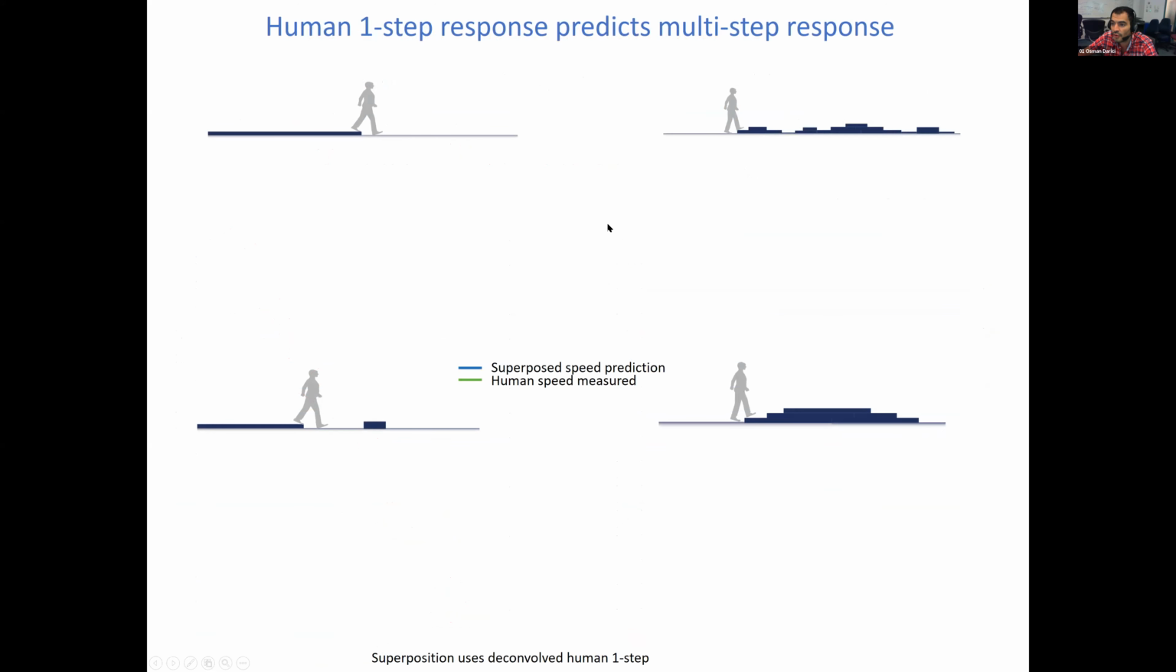Here I'm showing you 4 different terrains: a step down, another complex terrain, and 2 more complex terrains that involve multiple ups and downs. Here, green is the measured human speed for a step down, and blue is our predicted speed using the one-step response, scaling and superposition. As we see, humans have the triphasic pattern here, but the pattern is reversed: slow down, speed up, and slow down, the opposite of stepping up.